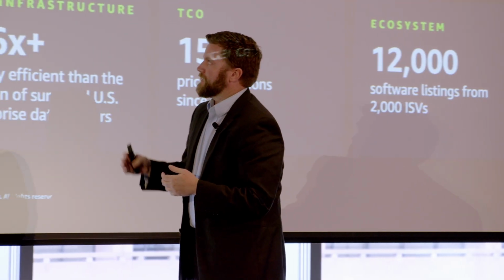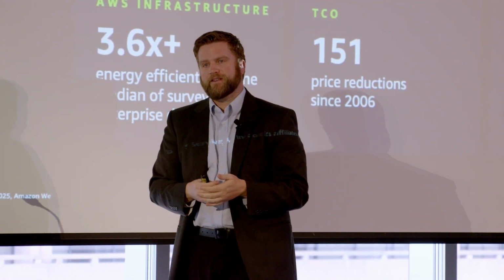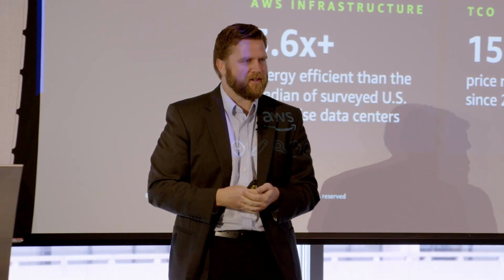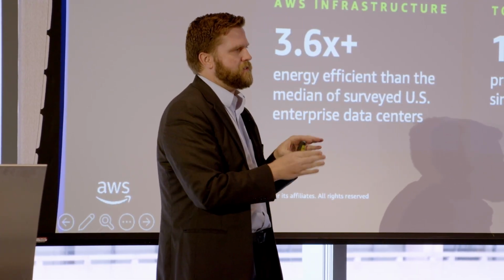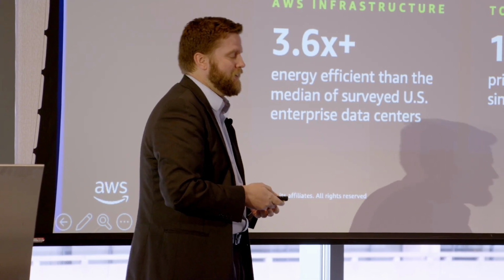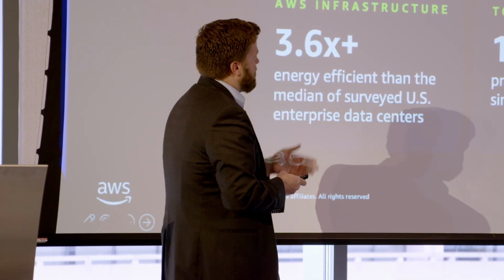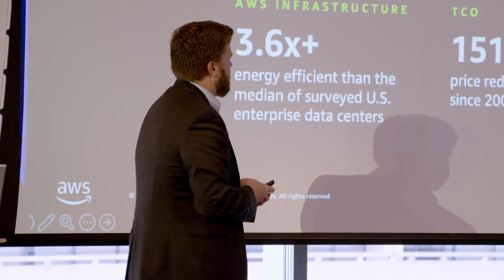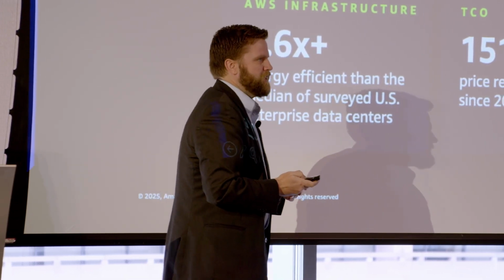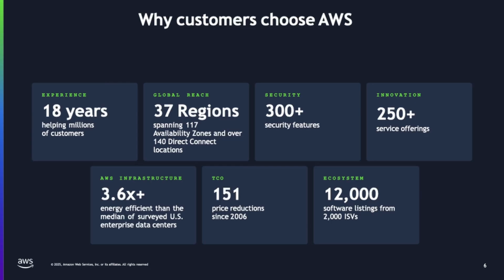One aspect of it too is that it's global. So we have 37 and counting regions. We're adding more regions. Those regions are a geographical location that has those availability zones in them. And then we have 300 plus security and services as well that we have over here. I'm not going to touch too much on each one of these, but just want to give you an idea of what that looks like.